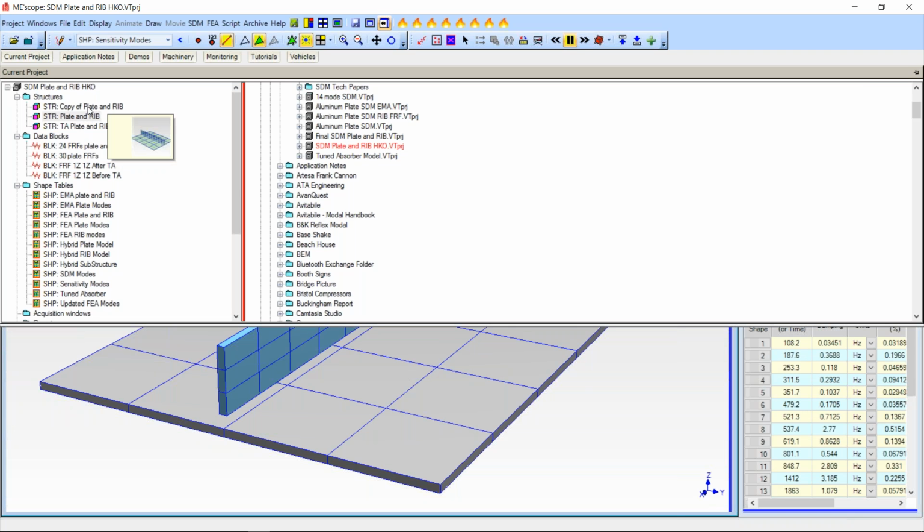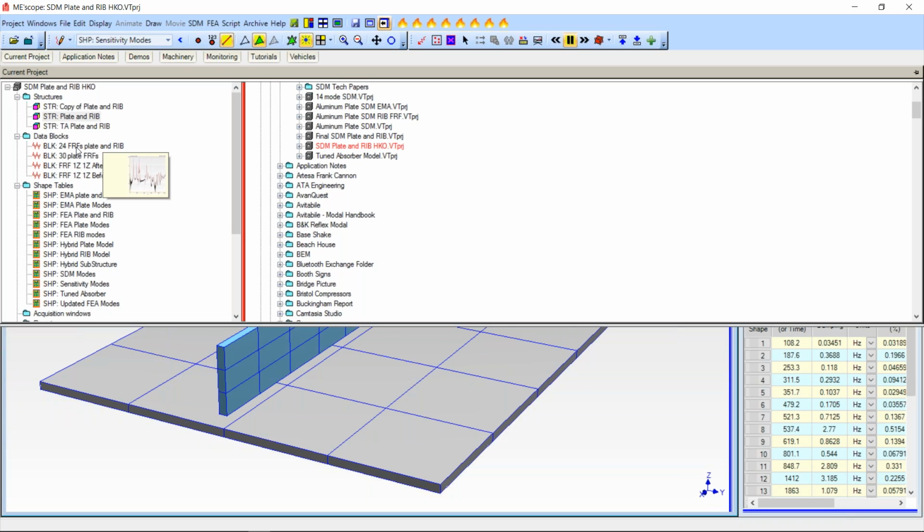Here's a copy of the plate and rib. We're going to use that to do some comparison animation. And then down here is a TA plate and rib. That's a tuned absorber, and we've added a model for the tuned absorber to the plate and rib model. Here's some data block data. Here's the one that I've already talked about, the 30 plate FRFs. So we measured with an impact hammer the force and the acceleration response of the plate at 30 points.